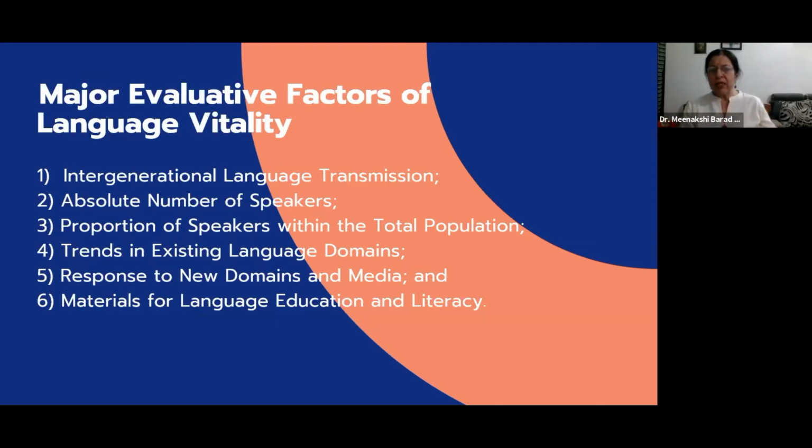Next are the trends in existing language domains. As I said, take for example computer. Do we have vocabulary for computer related, IT related terms in the language? And likewise, response to new domains and media, and then materials for language education and literacy. As we go on, I'll tell you what I mean by all these.